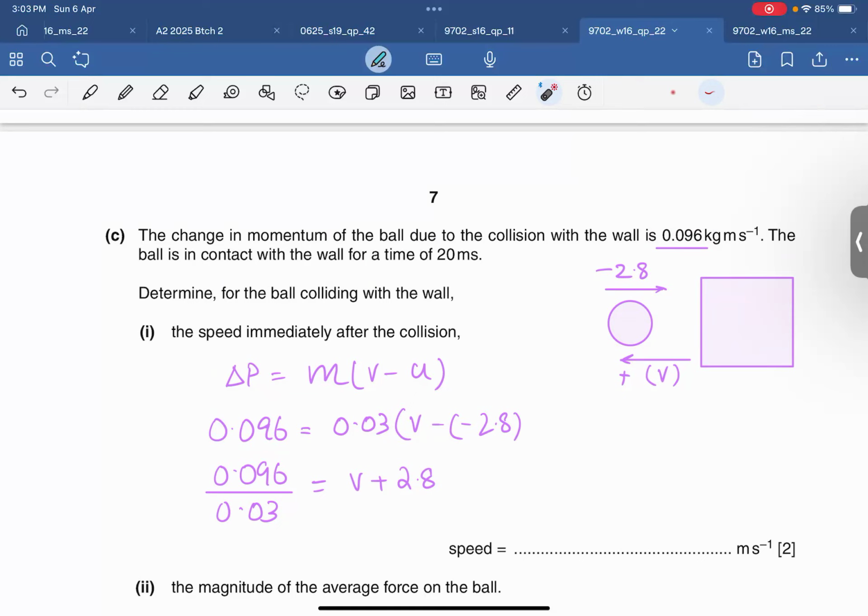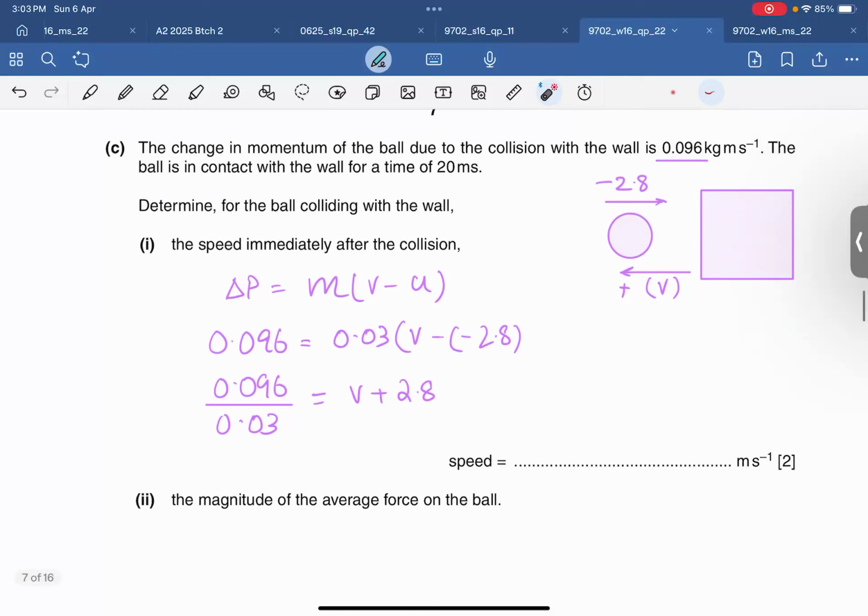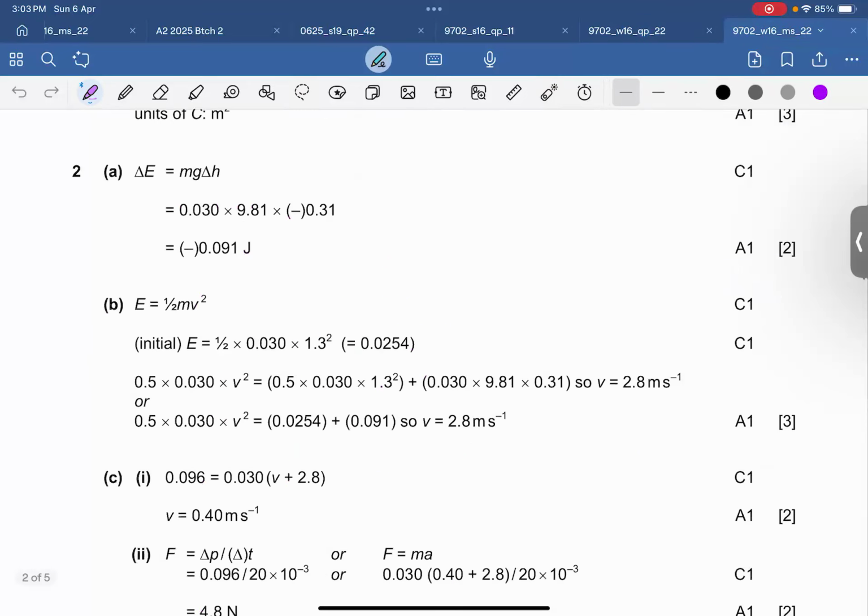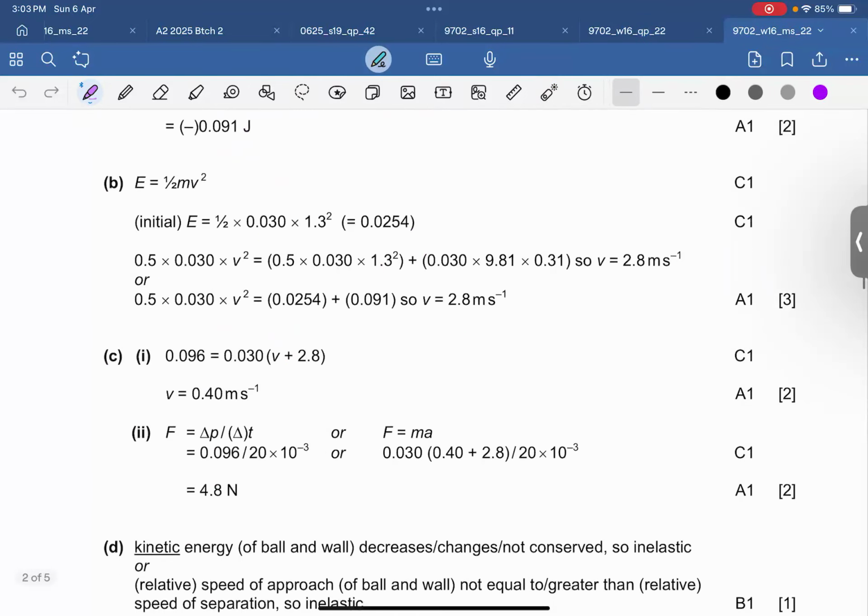अच्छा जी, चलो. So ये आ गया. Okay. Now just minus कर दो. I'm getting 0.4. How much? 0.40. Okay, perfect.